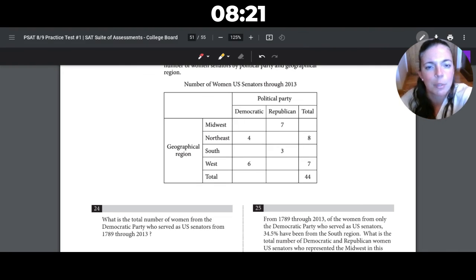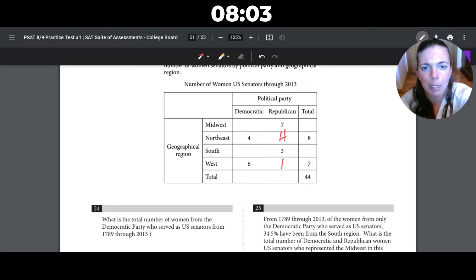So Midwest, there's not enough information. All we know is 7 Republicans. Northeast, there's 4 Democratic, but 8 total. So there has to also be 4 Republicans. South, all we know is the 3 Republicans. Let's see, West, 6 Democrats and 7 total. So there has to be 1 here.